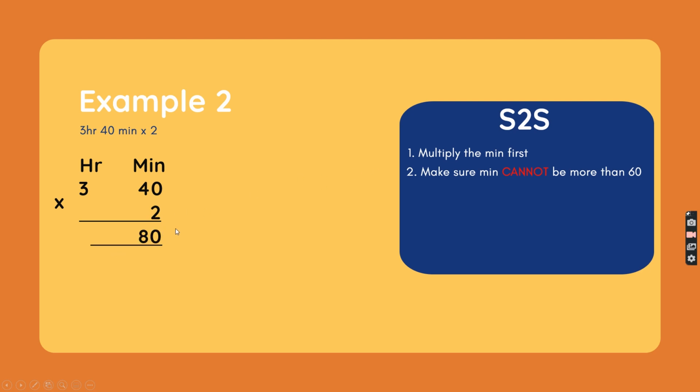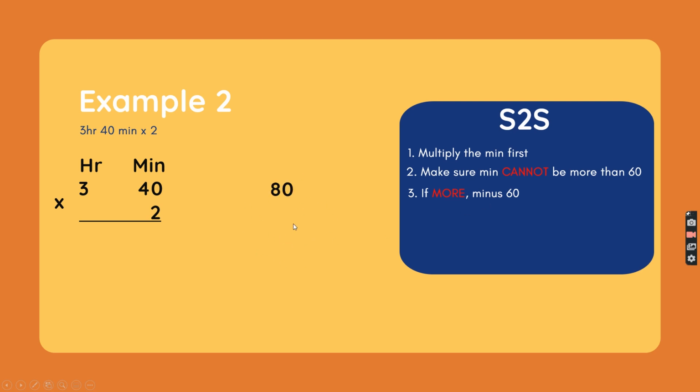Now, this is 80. And step 2 says, make sure minute cannot be more than 60. So 80 is more than 60. So this is not okay. We cannot simply just put it right here and that's it. No, because this is minute, and minute can never exceed 60. So what do we do? That's step 3. It says if more, which we got 80 just now, which is more than 60.